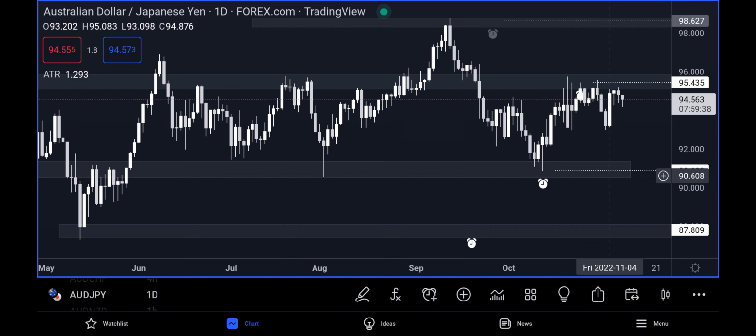AUDJPY, bouncing between areas here. I'm waiting for another push back in. We had a good push out from that area previously. I believe I caught that trade, a little bit of it, but I'm waiting for price to hopefully pull back in and then give me another bounce out of that. If not, then a break above and a come back and a retest.